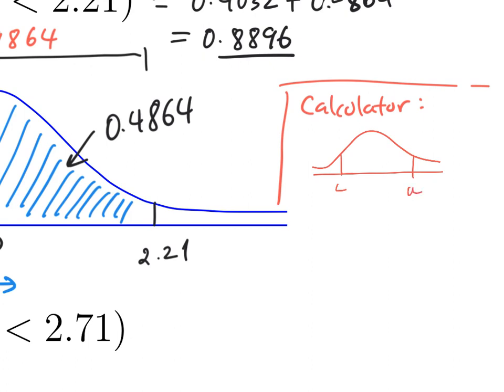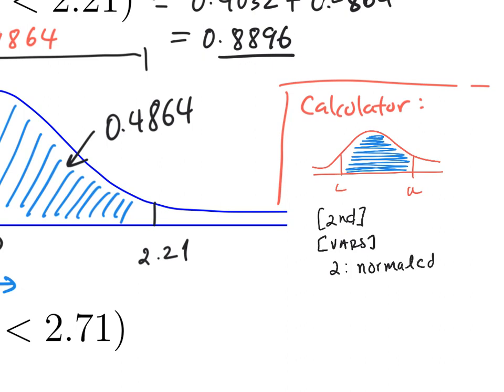And that's why it's required that you shade the area that you want. So with the calculator, you need to have the lower bound and the upper bound, which could be negative, positive, and so forth, okay? So this is how you do this. Go second, the same we used before for the binomial. Then variables. And then there is a key that says number 2. Make sure you pick the one that says normal CDF. Never pick the PDF. It has to be CDF.